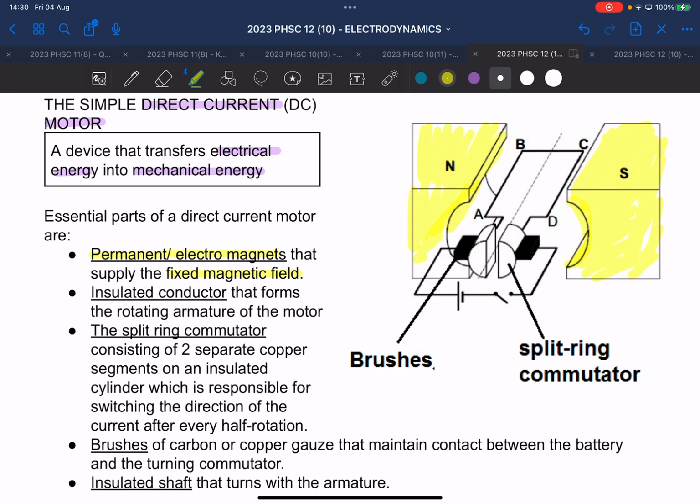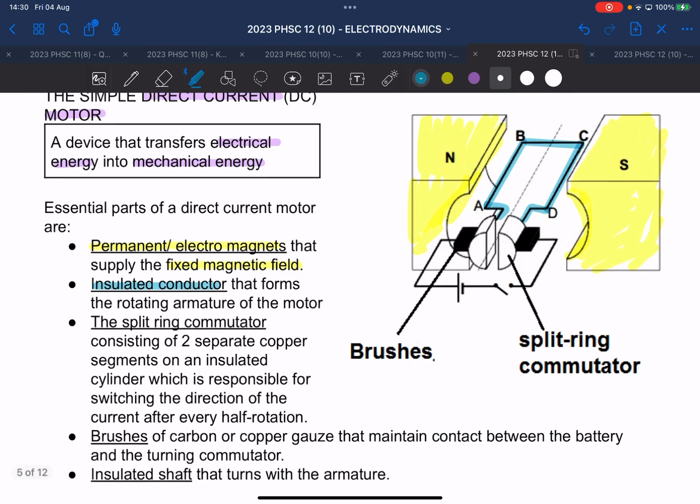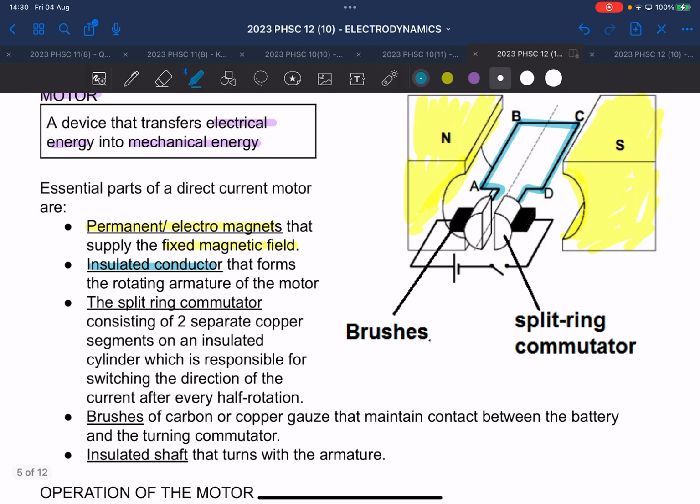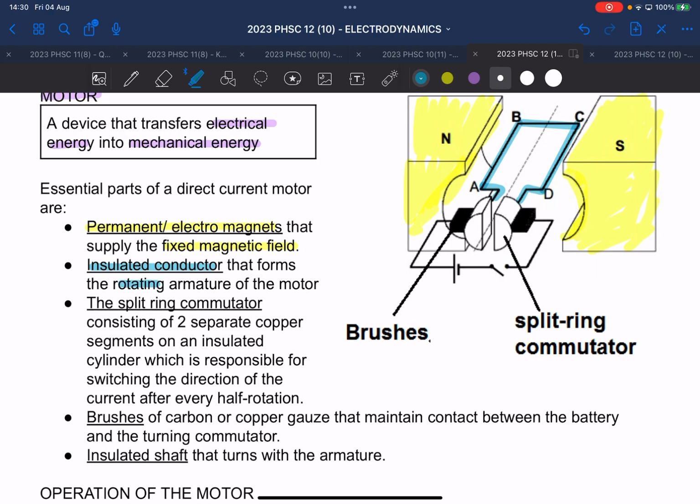Okay, so moenie oordink hierso nie. Hoekom is daar 'n magneet? Vir 'n magneetveld. Secondly, you have an insulated conductor, geïsoleerde geleier, that green wire that I have there. So here you have your isolated conductor. That's called a coil, a spool. Okay, that forms the rotating armature of the motor. So dit maak dat daar is 'n geleier wat gaan draai.